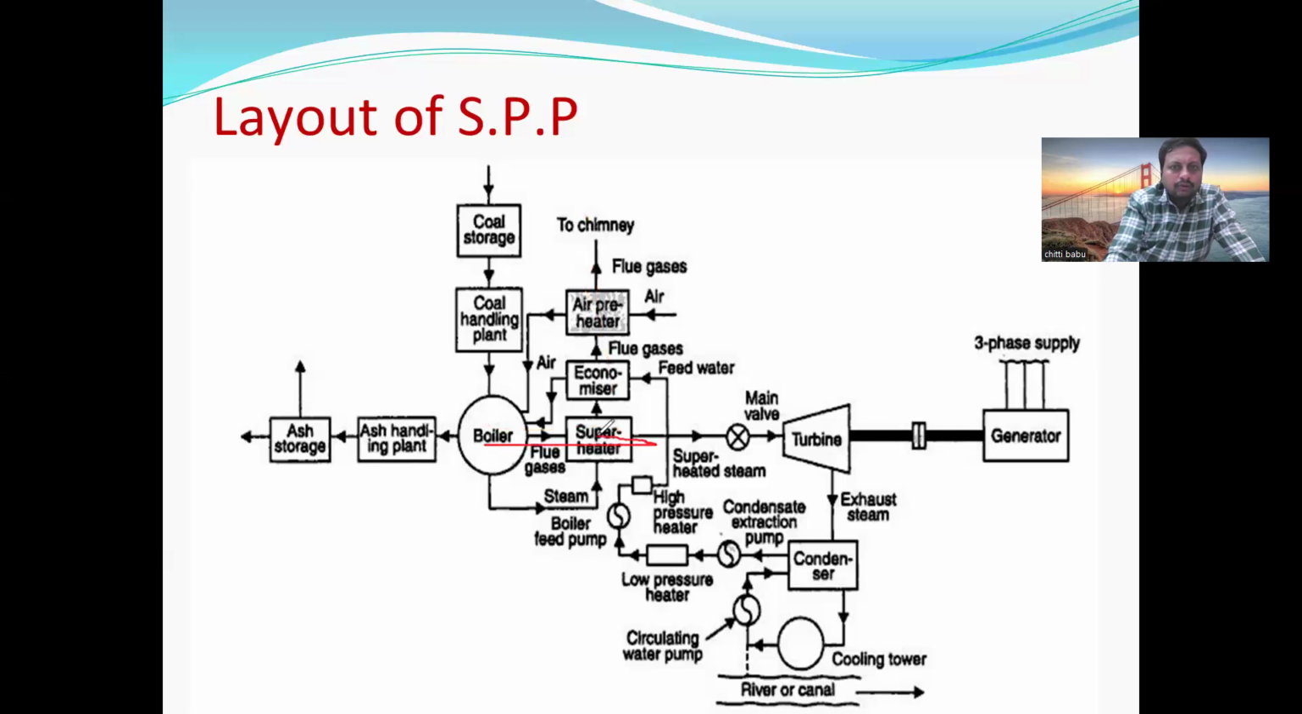You may observe boiler, superheater, economizer, and air preheater, and then through the chimney it will go to the atmosphere. So this is about hot flue gases, the air and flue gas circuit.